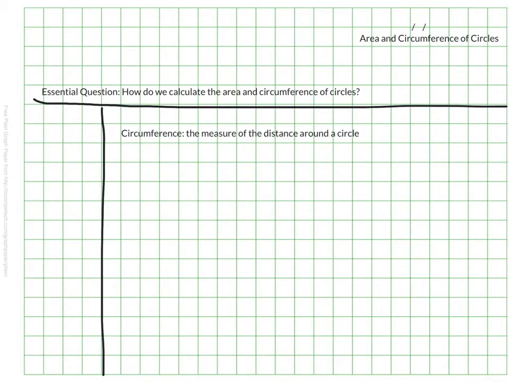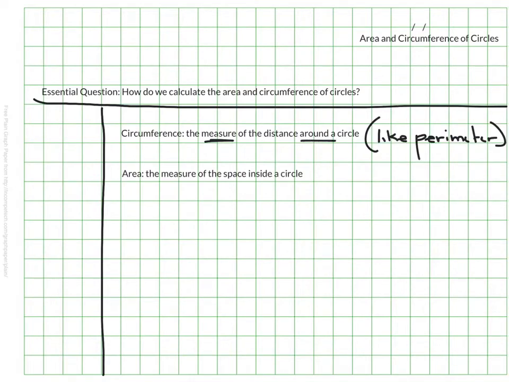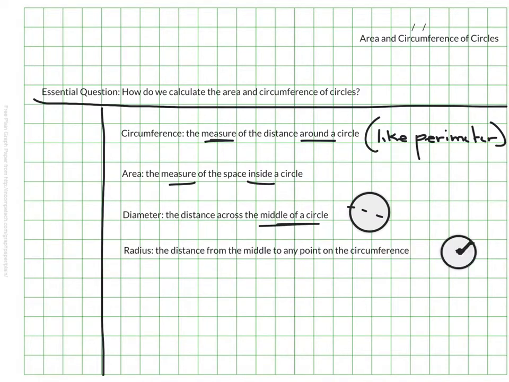We'll start with circumference, and circumference is the measure of the distance around the circle. It's kind of like perimeter, but specifically for circles. So while circumference is around, area is the measure inside a circle. The diameter is the distance across the middle of the circle. The radius is from the middle to any point on the circumference, right? It's a measure of that distance.